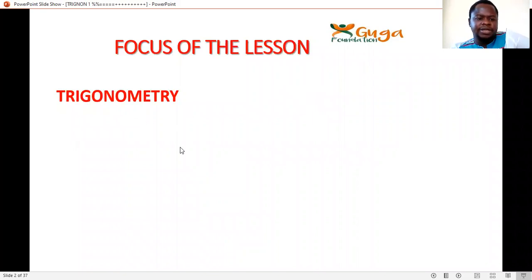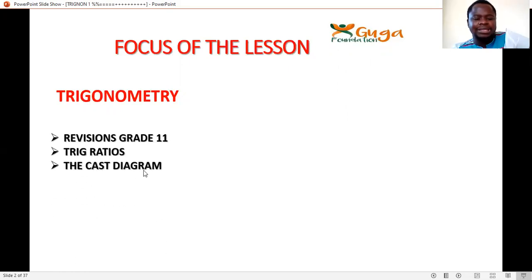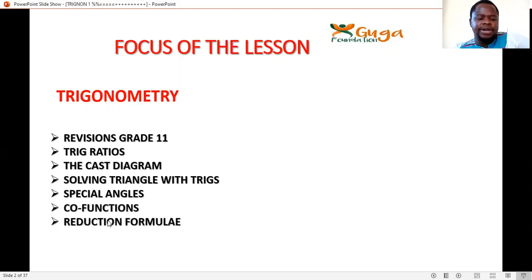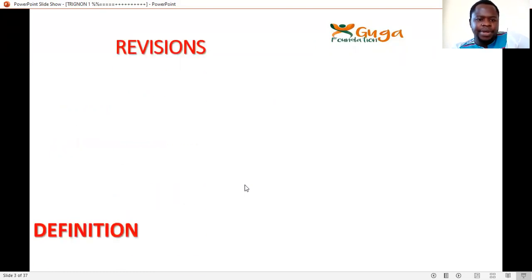So the focus of the lesson: we'll look at the revision for grade 11, and then the trig ratios, and then the CAST diagram, and then solving triangles with trig ratios. We'll also look at the special angles, the cofunctions, the reduction formulae, and lastly the negative angles.